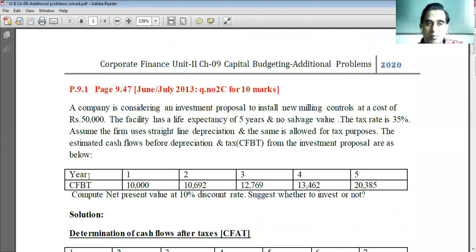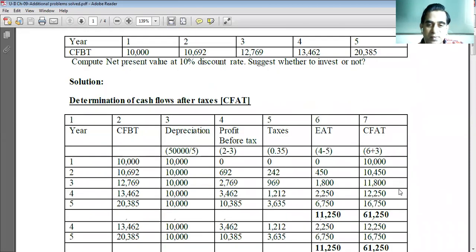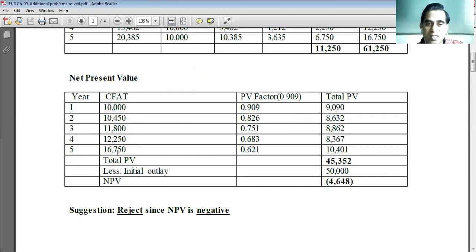It is mentioned in the problem that the cost of the machine is 50,000 rupees. This is the initial investment. So from the present value of 45,352, we deduct the initial cash outlay, or investment amount, or cost of machine, which is 50,000 rupees. What remains is called the net present value.